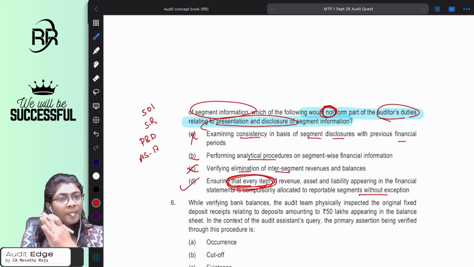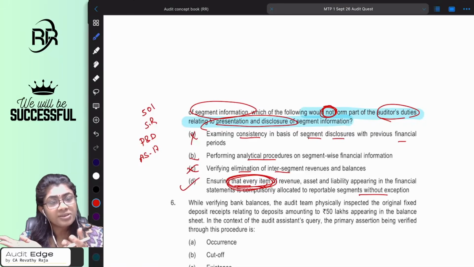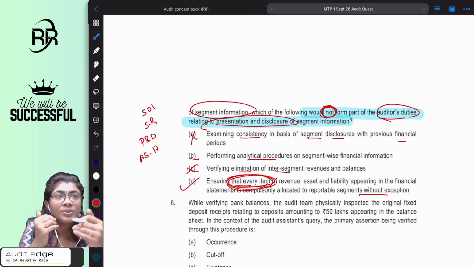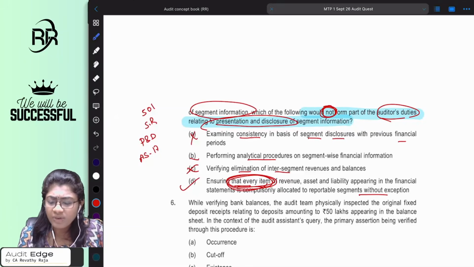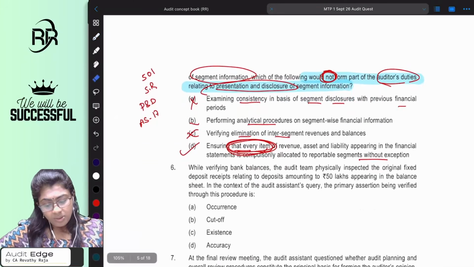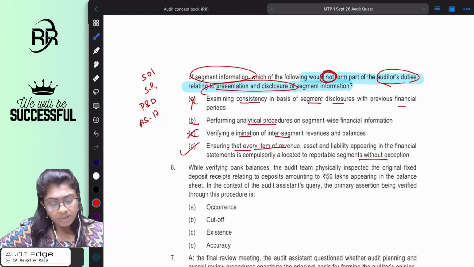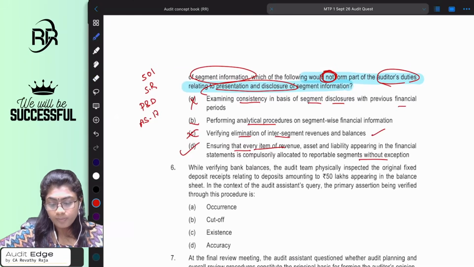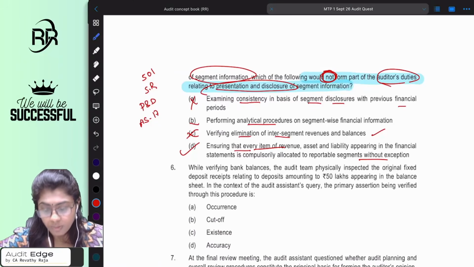Ma'am, why not C? As per your accounting standards, whenever there are intra-group transactions, one company purchased, another company sold, inter-segment transactions should be eliminated in consolidated financials. See, as an auditor, we don't check each and every transaction. This you have to check as per your accounting standards. Okay.